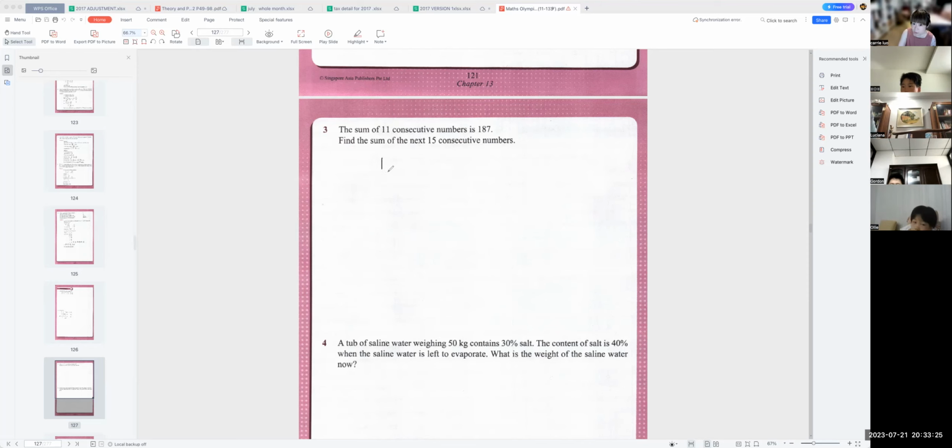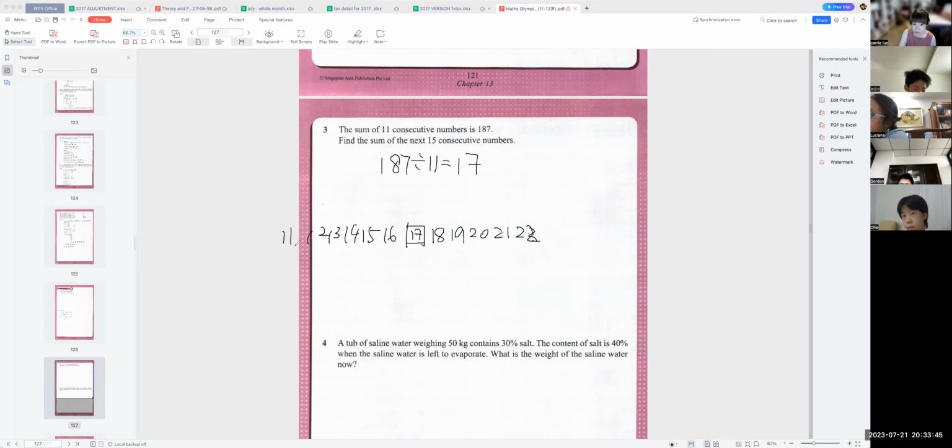Okay, so that means 187 divided by 11 equals what? Equals 17. So that means 17 is the middle number. So I just do 18, 19, 20, 21, and 22. So 1, 2, 3, 4, 5, 6, 7, 8, 9, 10, 11, and 12.